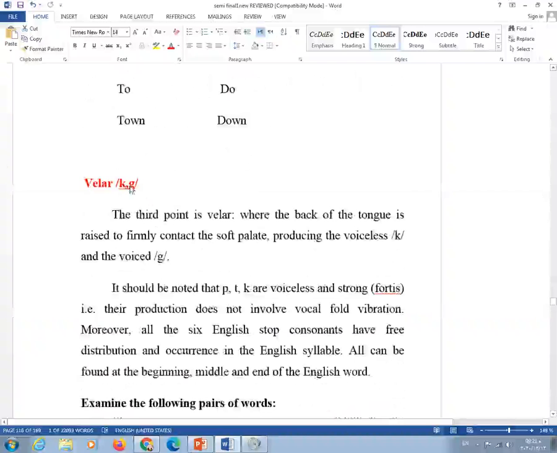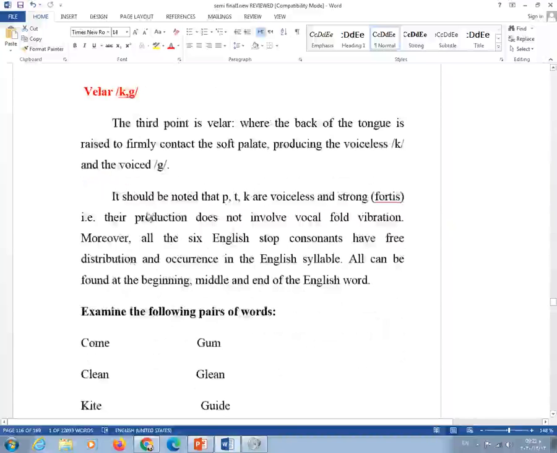And this is the velar. منطقة بقى الvelar. You know velar? You know the word velum. Velum is the name of the soft palate. Okay? This is where the back of the tongue is raised to firmly contact the soft palate, producing the voiceless ka and the voiced ga consonant. And it should be noted that p, t, k are voiceless and strong or fortis, and their production doesn't involve vocal fold vibration, زي ما احنا قلنا قبل كده.